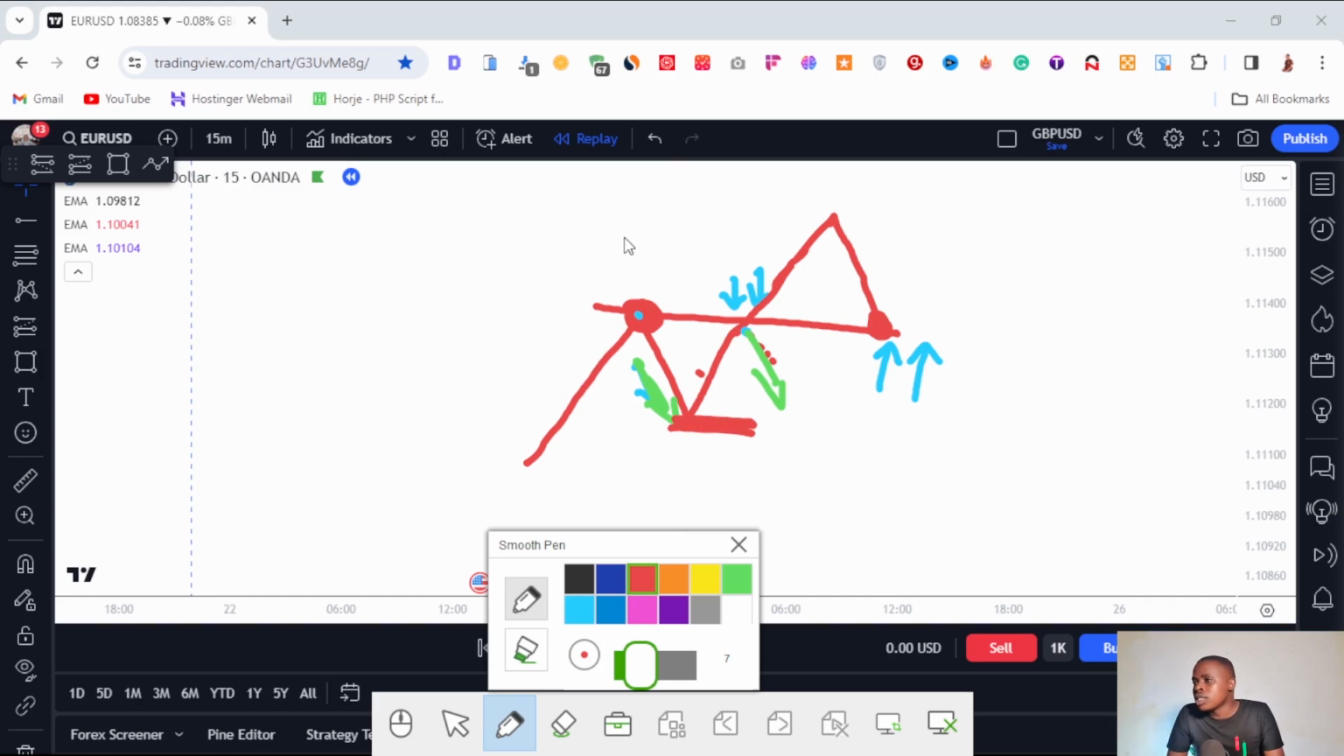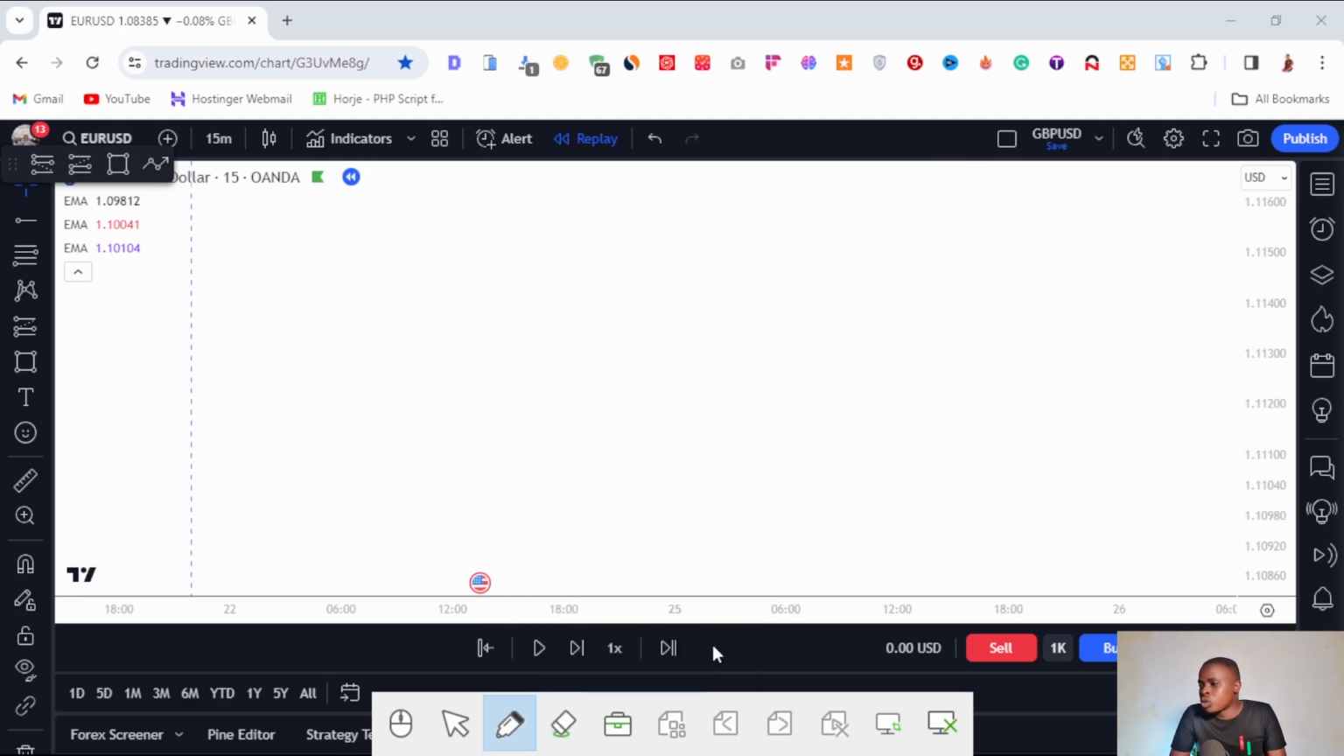So this zone here is called an area of value. Why? Because this is an area which is likely going to push prices either to the upside or to the downside. So here the market can be pushed to the upside on this zone right here. And to prove to you that this is true, let's look into this same market.